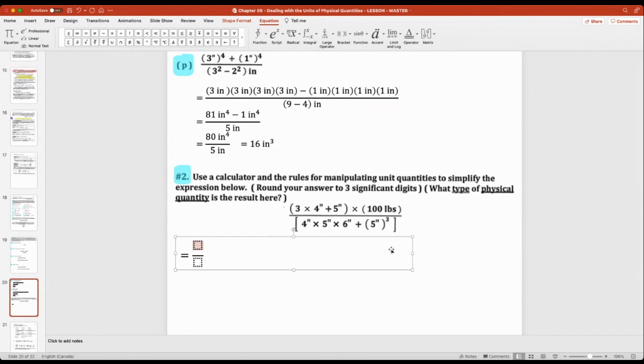Use a calculator and the rules for manipulating quantities to simplify the following expression. And then by the end of it, you're going to get an answer. And then we're going to figure out what physical quantity that represents. So let's take a look and kind of break things down here.